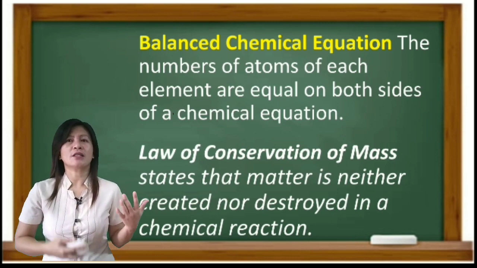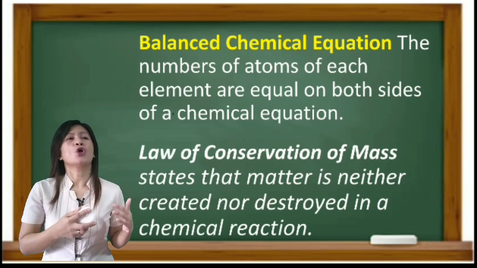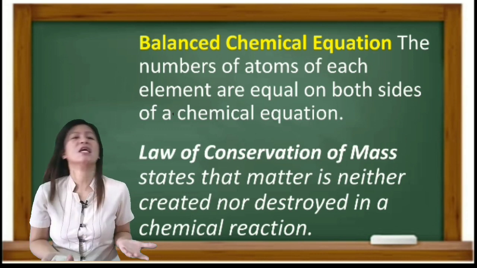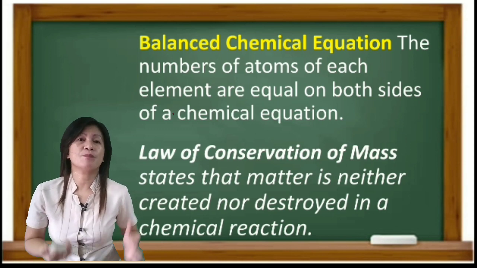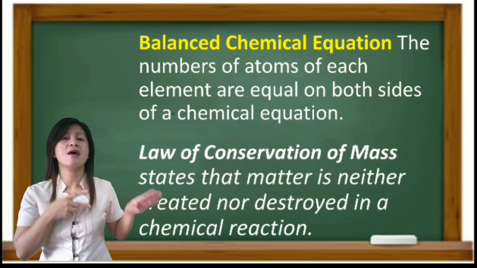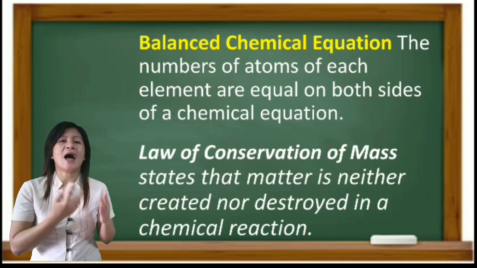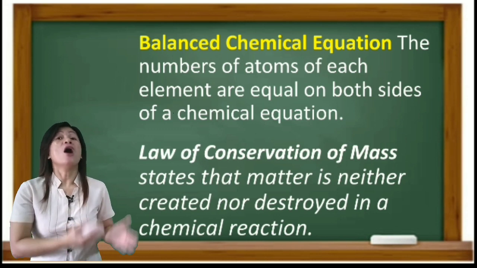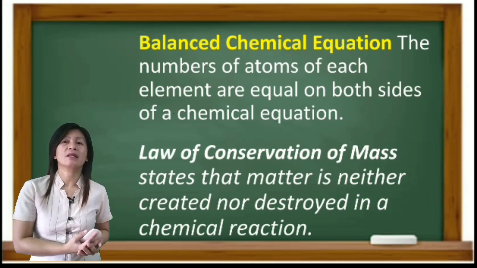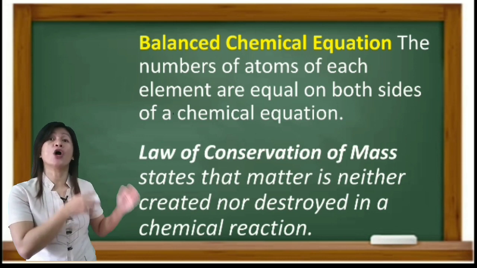So when do we say that the matter is conserved? At a molecular level, we balance chemical equations. And when do we say that a chemical equation is balanced? We take a look at the numbers of atoms of each element on both sides of the equation. So we describe a balanced chemical equation as an equation or a reaction with numbers of atoms of each element equal on both sides of the reaction or equation.